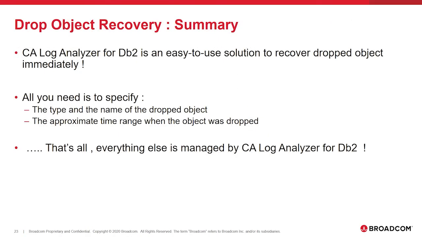We have seen in this video how CA Log Analyzer for Db2 is an easy-to-use solution to recover dropped objects immediately. All you need is to specify the type and the name of the dropped object and the approximate time range when the object was dropped. That's all. Everything else is managed by CA Log Analyzer for Db2.